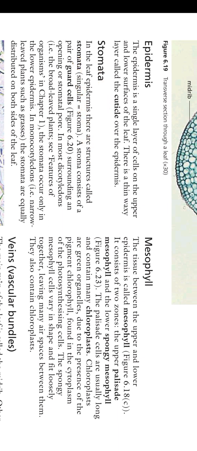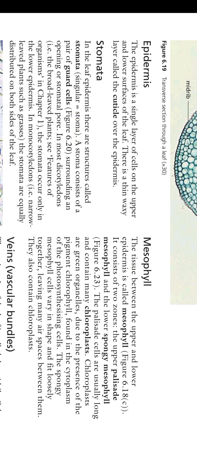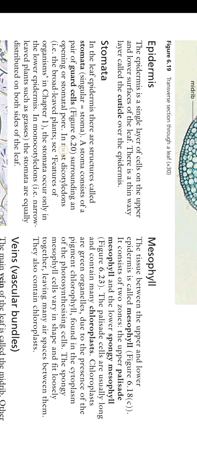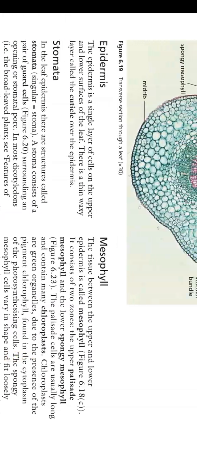Stomata. In the leaf epidermis there are structures called stomata, the singular is stoma, and a stoma is guarded by guard cells surrounding an opening, the stomatal pore. In most dicotyledons, the broad-leaved plants, the stomata occur only in the lower epidermis. The word dicotyledon means the seed contains two cotyledons. In monocotyledons, the stomata are equally distributed on both sides, but in dicotyledons, more of the stomata are present on the lower side, and far fewer stomata are present on the upper surface.